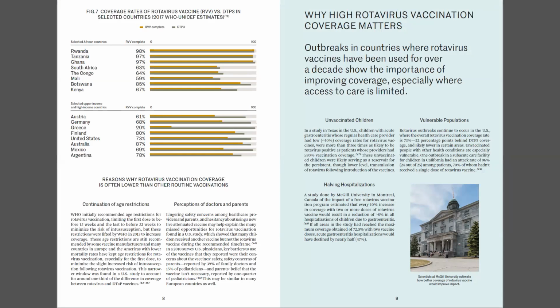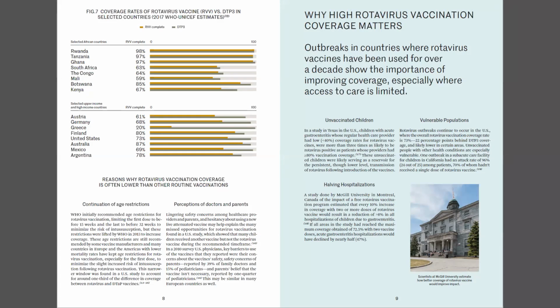So we break this down a bit further in this brief to talk about the gap between DTP3 coverage, that complete course of pentavalent or another DTP containing vaccine, as compared to a complete course of rotavirus vaccines. You can see quite a difference in the top, where we spotlight a couple of countries in the Africa region, several of which have quite comparable coverage between the two vaccines. And then looking more at high and upper middle income countries, there's a substantial gap, with ROTA lagging quite far behind DTP containing vaccines.